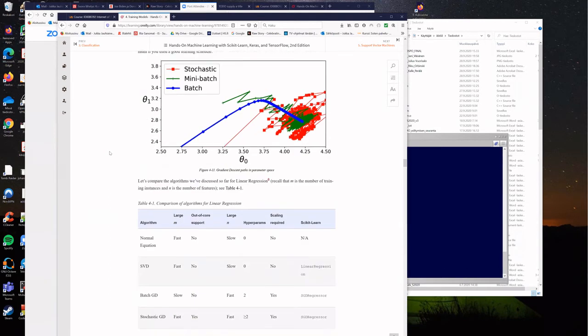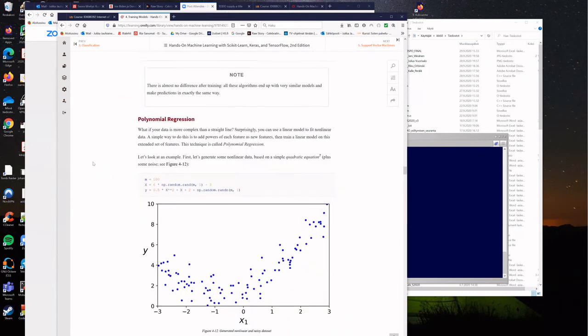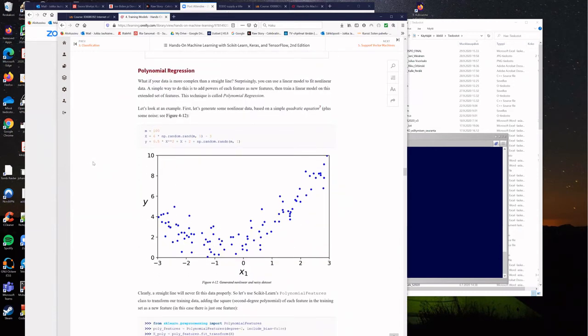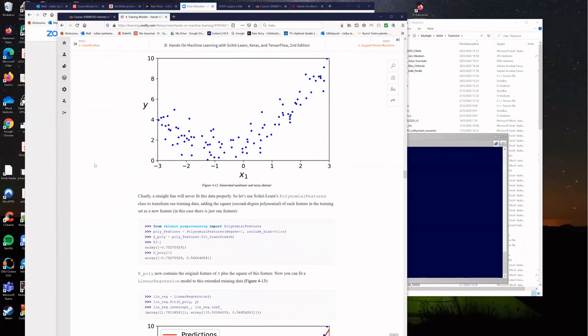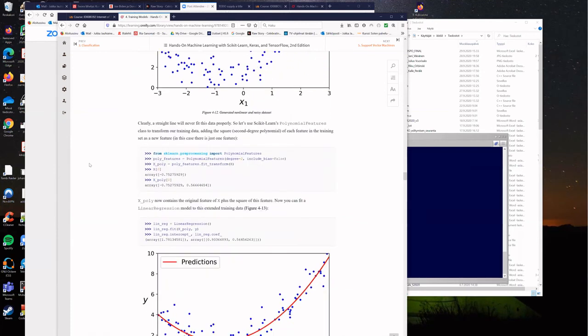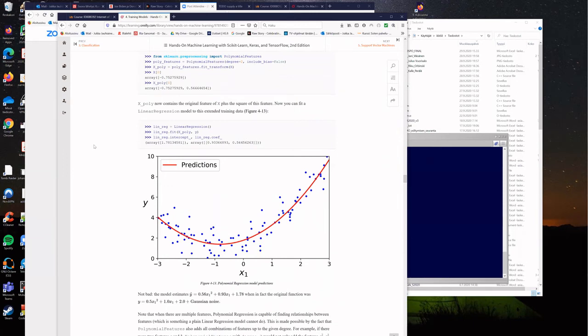Okay, I think I skipped some of these. Then the polynomial regression, of course, for example, a second order polynomial, which clearly fits this dataset better than linear. You see the functions there, and here you see the result, the polynomial fitting.